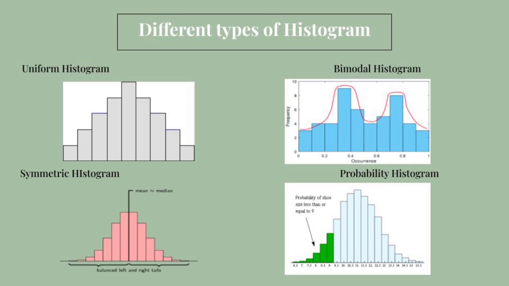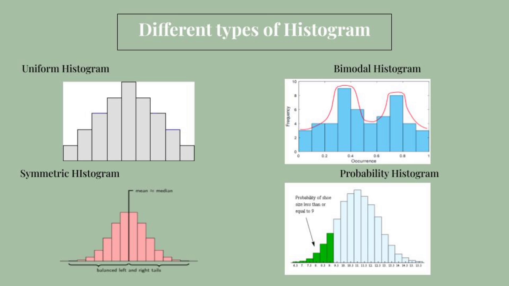There are different types of histogram, such as uniform histogram, symmetric histogram, bimodal histogram, and last would be probability histogram. Let's start with the uniform histogram. A uniform distribution reveals that the number of classes is too small, and each class has the same number of elements. It may involve a distribution that has several peaks.